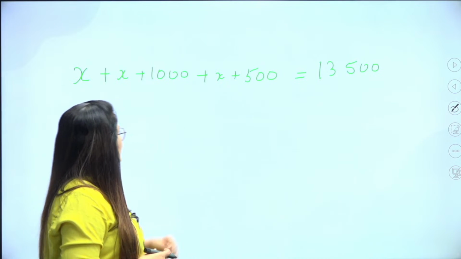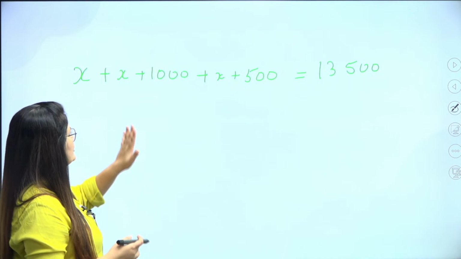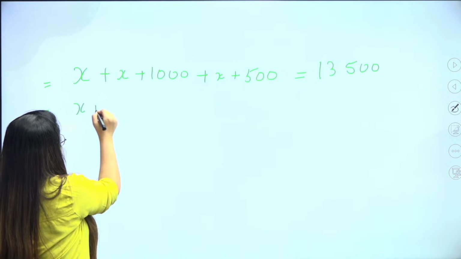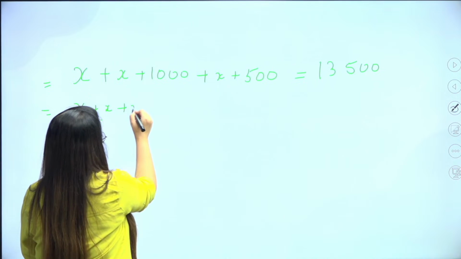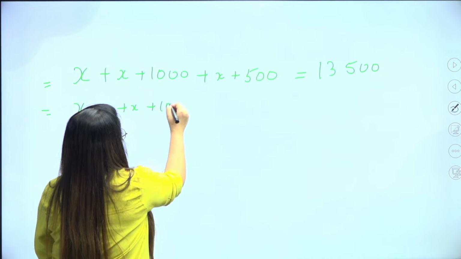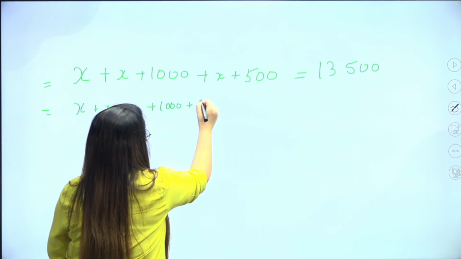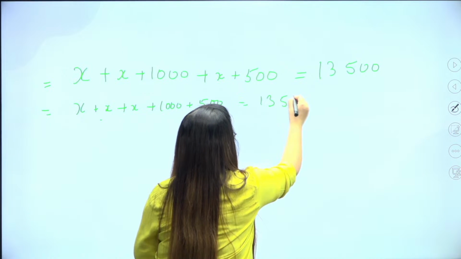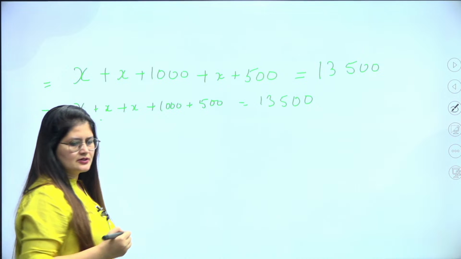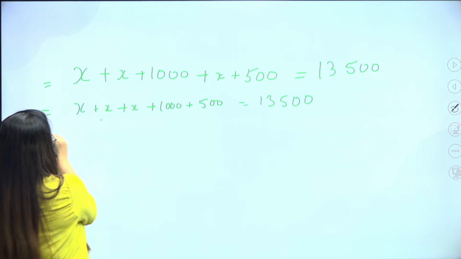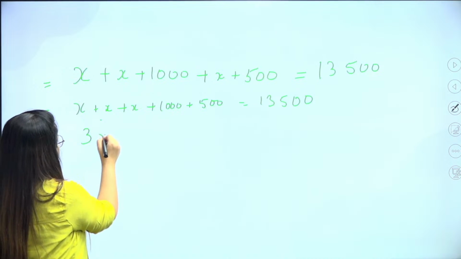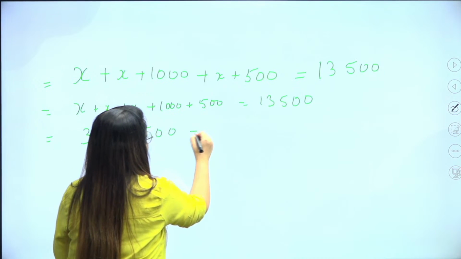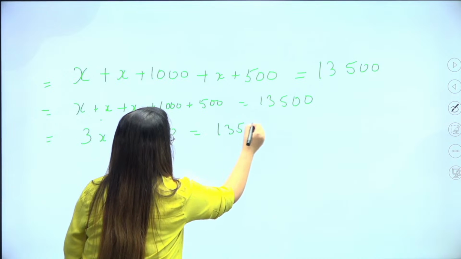Now moving on, let's solve this equation. We could see that there are 3x, so let's club them together. We can write it as x plus x plus x plus 1,000 plus 500 is equal to what? That is equal to 13,500. Correct? That means 3x plus 1,500 is equal to 13,500.